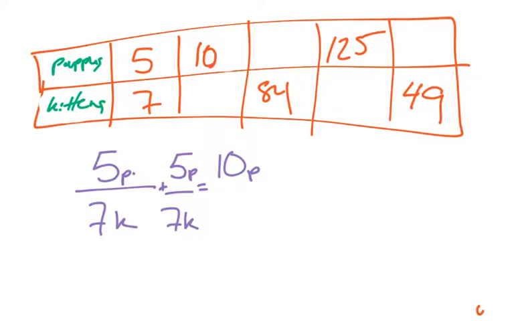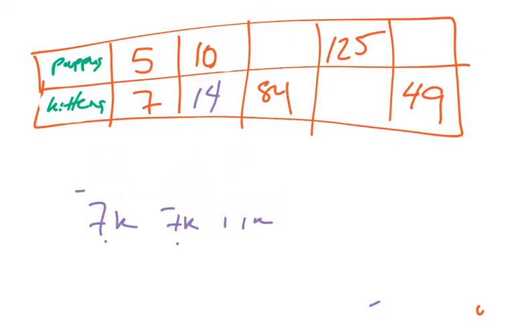This is how ratios and fractions are very different. Because if we were adding this as fractions, this would be 10/7. But we're not adding fractions, we're adding equivalent ratios. So I would say 7 kittens plus 7 more kittens is 14 kittens. And I could fill in a 14 right there. If I did not know how to get from 5 or 10 to 125 with multiplying, I can add my way there, build my way up with addition.